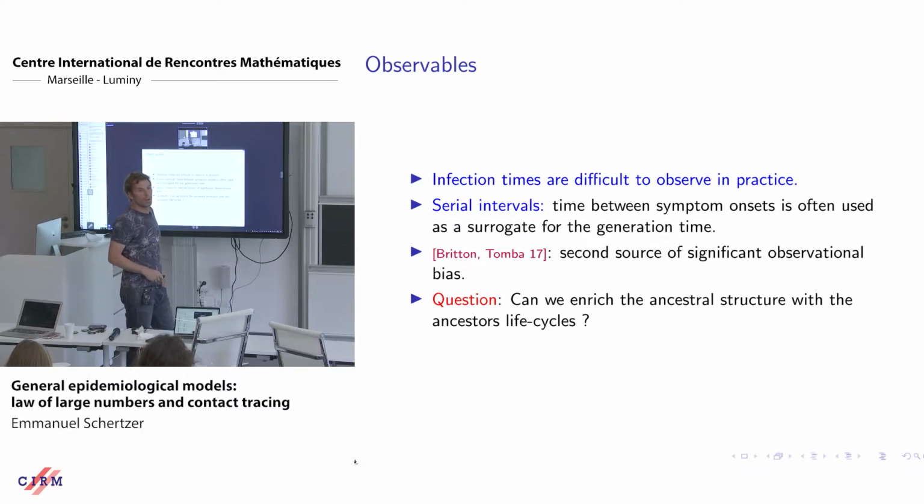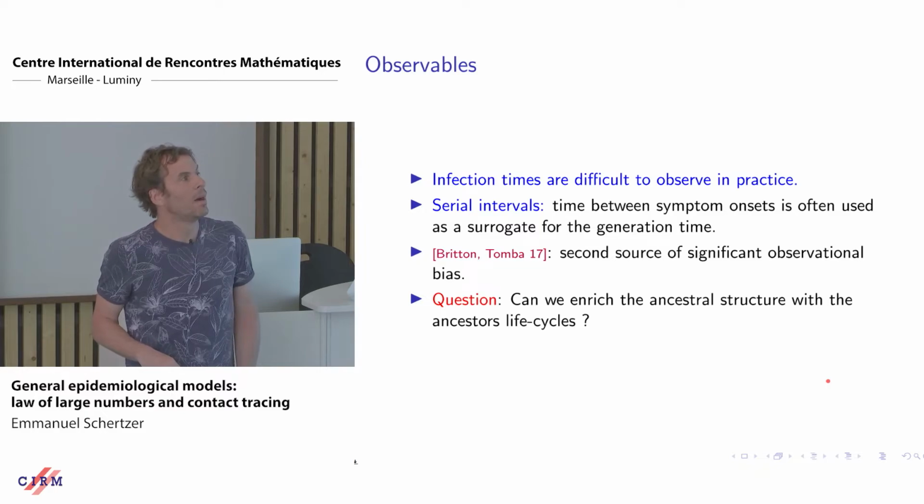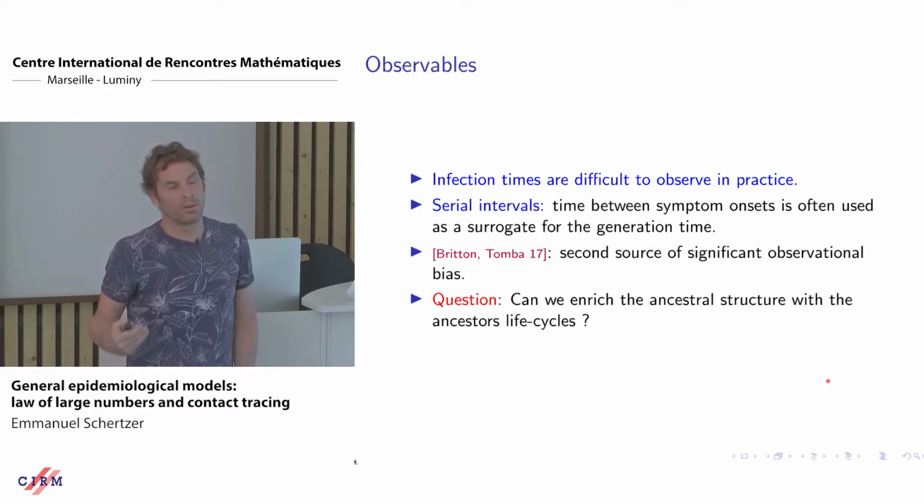Okay, so how is it useful? Well, I don't know, but I think what's fair to say is that infection times are, in general, difficult to observe in practice. What's observed is not the onset of the infection, but the time between symptom onsets. In the epidemiological literature, what's used to measure this generation time distribution is what's called the serial interval. So the time between symptom onset is used as a surrogate for the generation time.